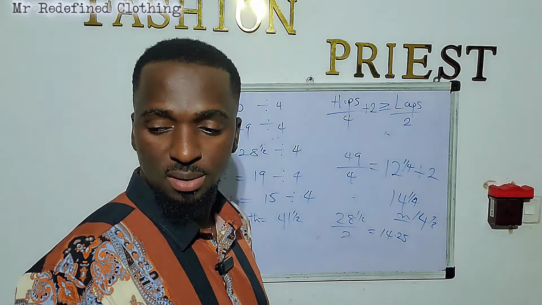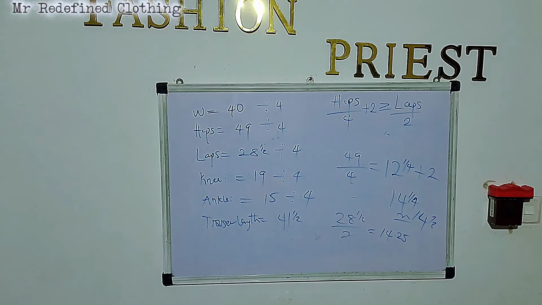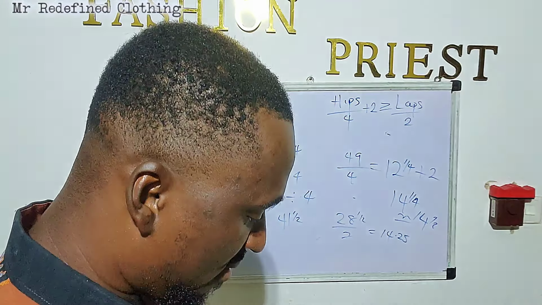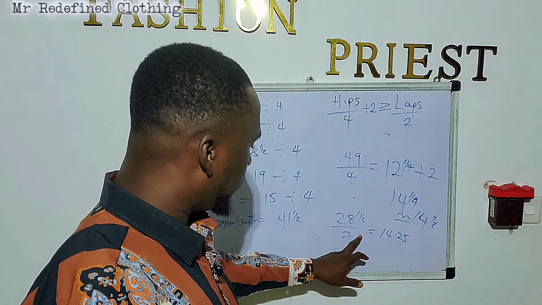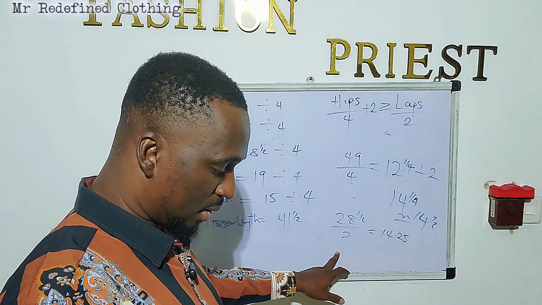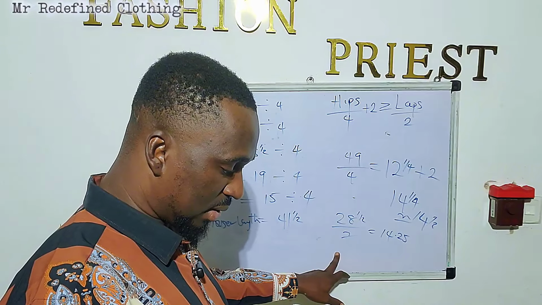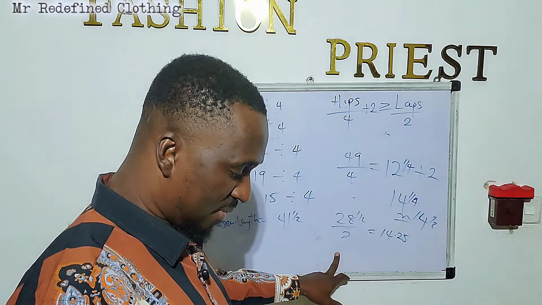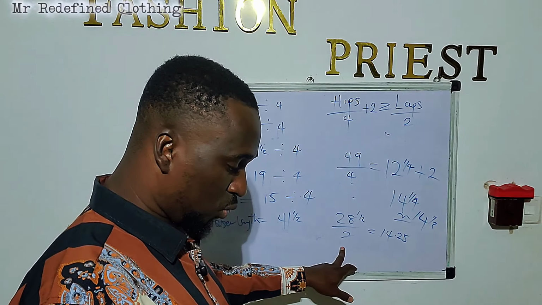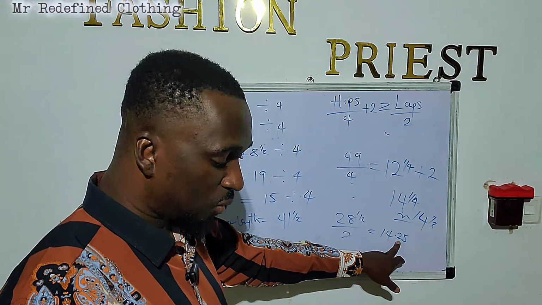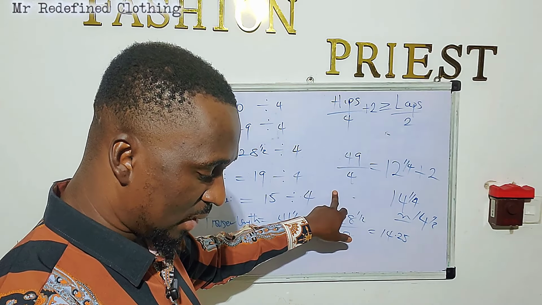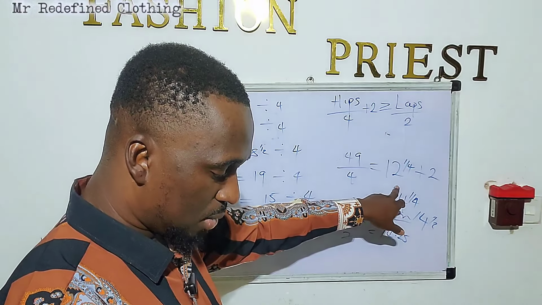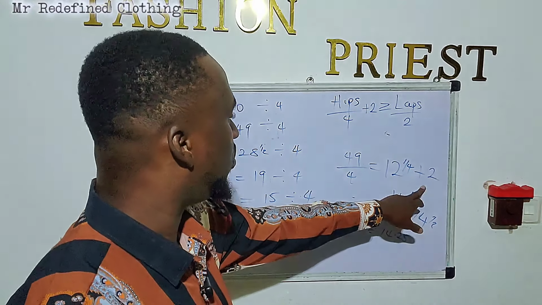So this is what I mean. If you divide it properly, this is what you are going to get. Let me confirm so that I will not make mistakes. 28.5 divided by 2 equals 14.25. Then 49 divided by 4 equals 12.25, plus 2 equals 14.25.